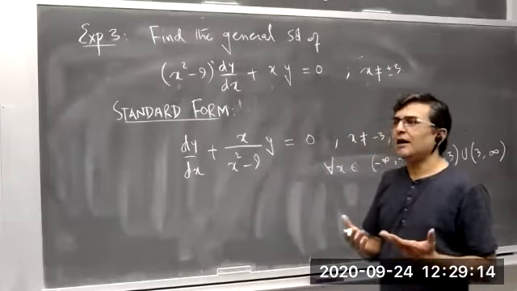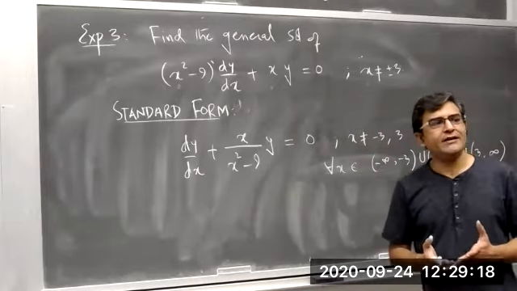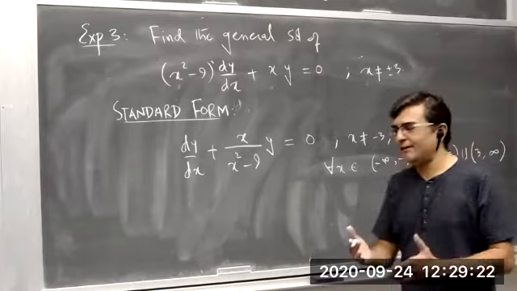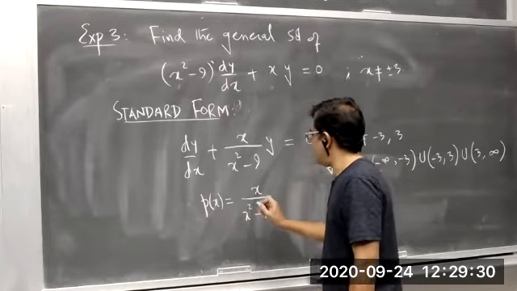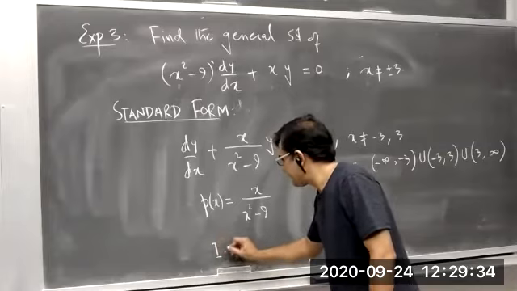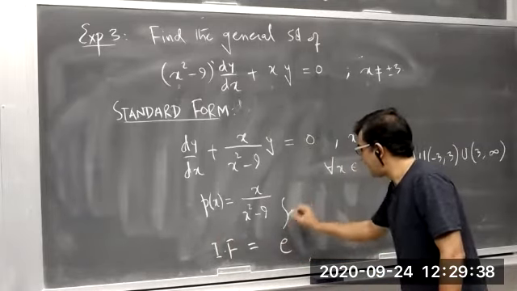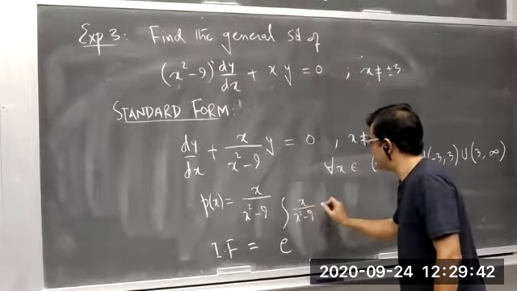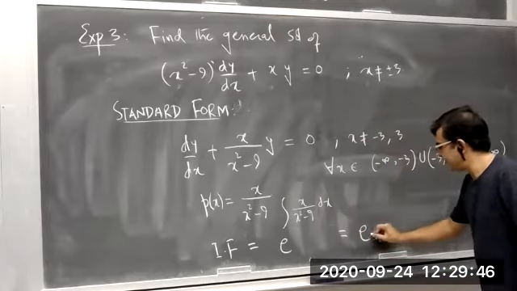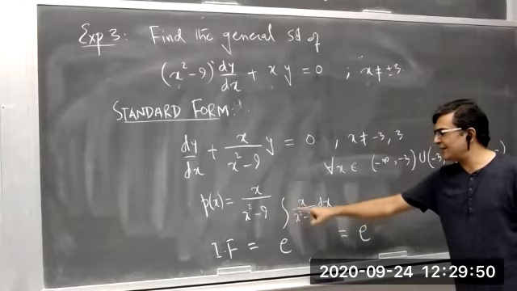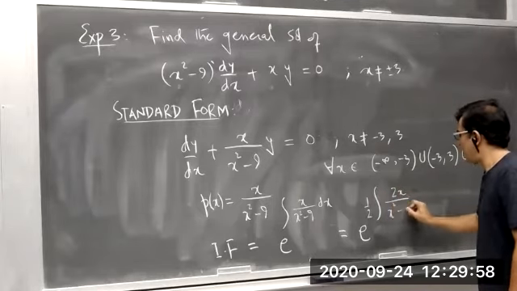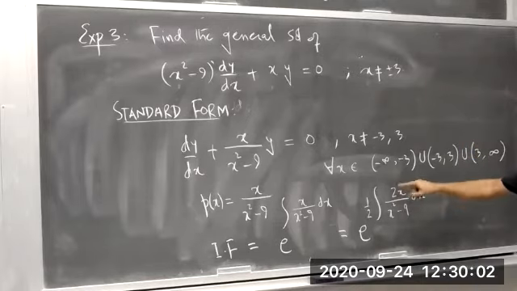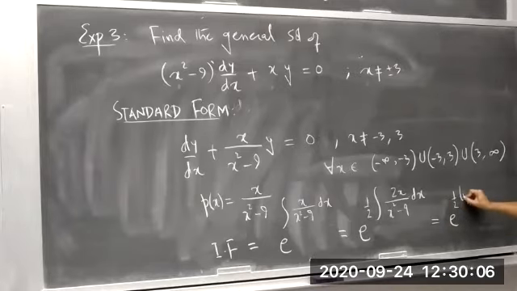Then we shall see what would be an appropriate interval of solution, or the interval where the solution is defined. Now, what is p of x here? It is x over x square minus 9. Now we have to compute the integrating factor. Integrating factor would be e raised power integral x over x square minus 9 dx. To integrate this, the derivative of x square minus 9 is 2x, so we can write it as 1 by 2 integral 2x over x square minus 9. Since the derivative is on top, we can write e raised power 1 by 2 natural log of x square minus 9.